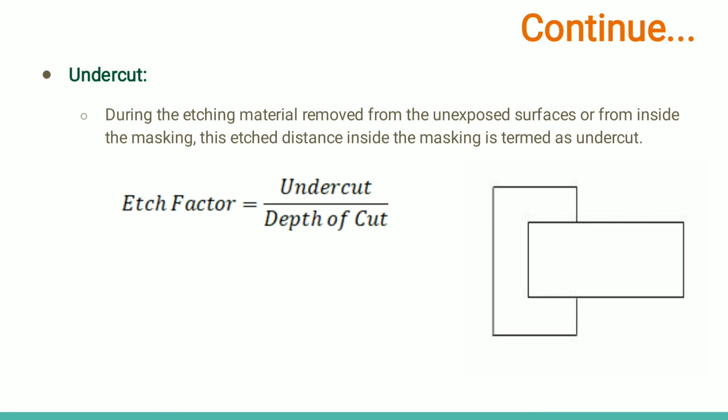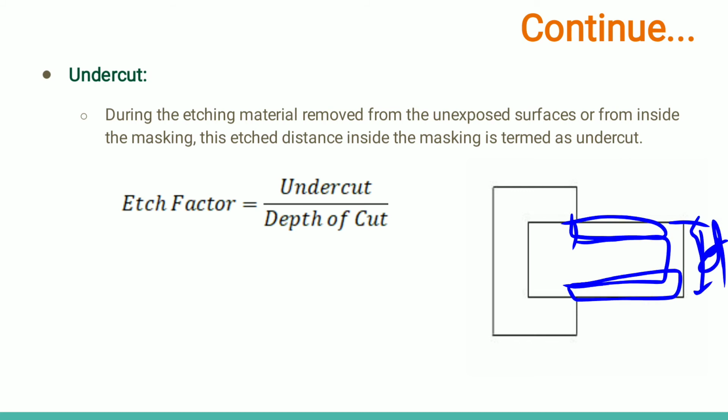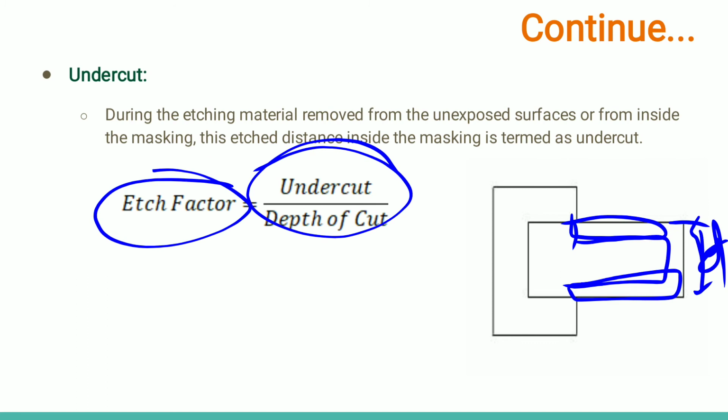Whatever undercut we are using here, this thickness as well as this thickness, this total is the undercut, up to what the depth of cut is required, what depth of cut is given to you. So this ratio we are calling the H factor.